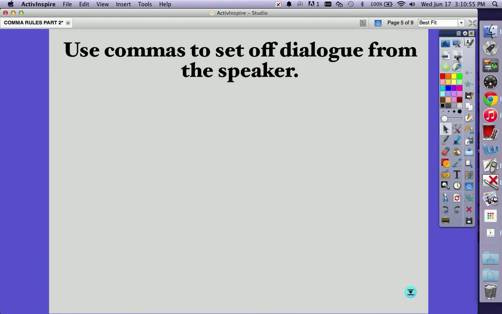The next rule that we'll look at is about using commas to set off dialogue from the speaker when you're writing with quotation marks.